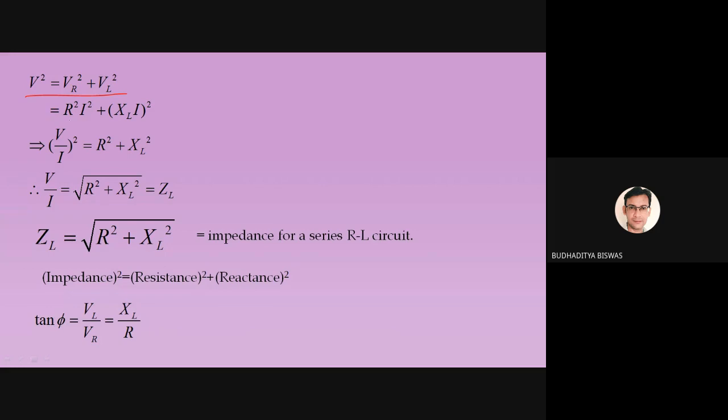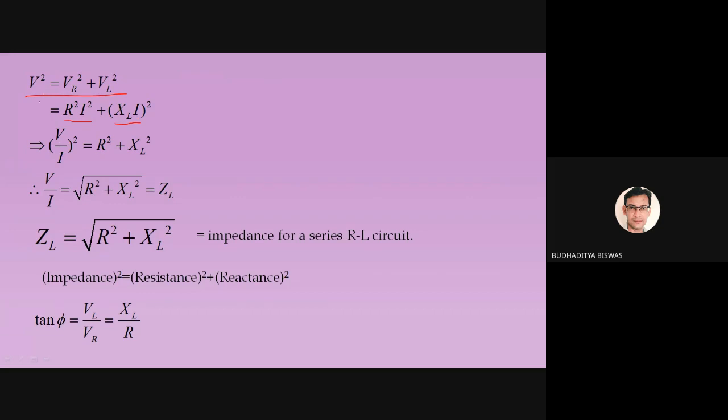Then VR means R square into I square. VL means XL into I. As I mentioned, in case of a pure inductor or pure capacitance, the term resistance is not used; rather, reactance is used. Later I will explain why resistance is not used in case of pure inductor and pure capacitor. In case of a pure inductor, the inductive reactance is XL. So this is XL into I whole square.